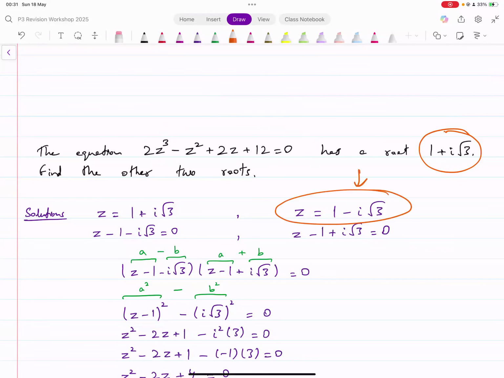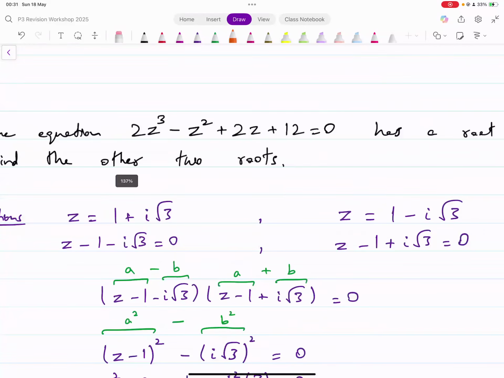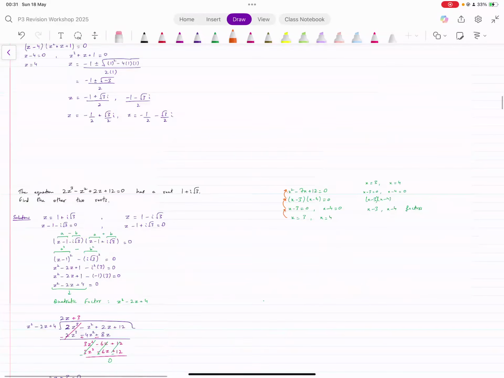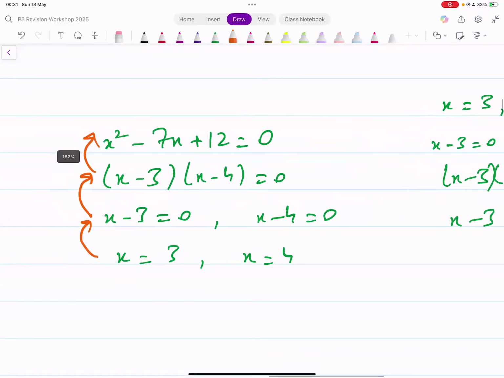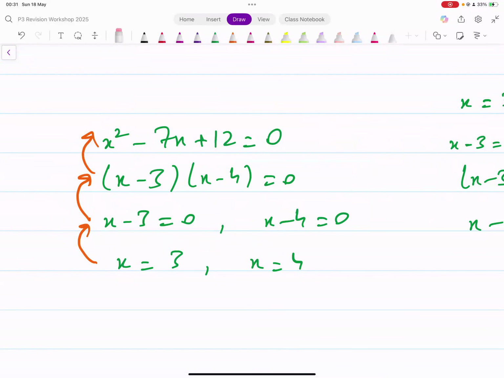So that's 1 minus iota square root of 3, right? Now, you've got two solutions. How do you find the third solution that's remaining? Think about this: how do quadratic equations work? Or any polynomial equation works.